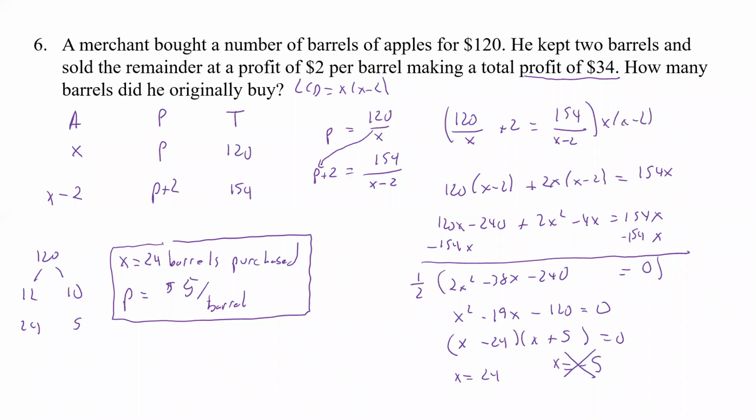If we wanted to, we could solve the next one. So we'd take 24 minus 2, that'd be 22. 5 plus 2 is 7, and that should give us where our profit is at $34.